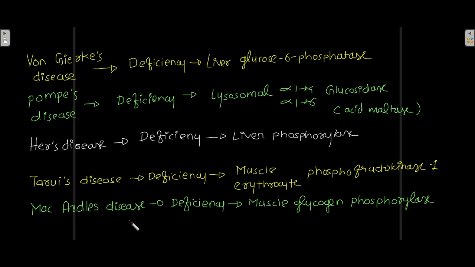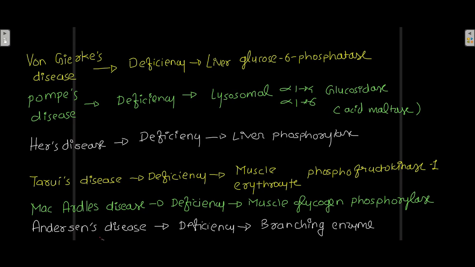then McArdle's disease will occur. And at last you have Anderson disease, which is caused by the deficiency of branching enzyme. So this is the list of enzymes. Because of the deficiency of these enzymes, these diseases are caused.